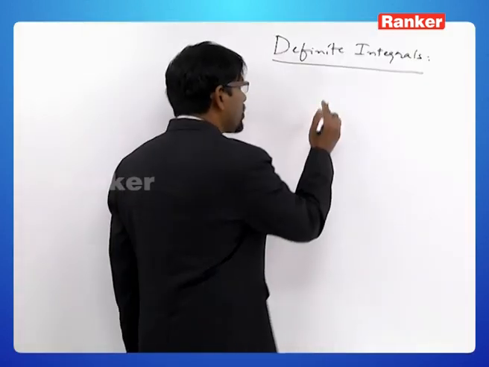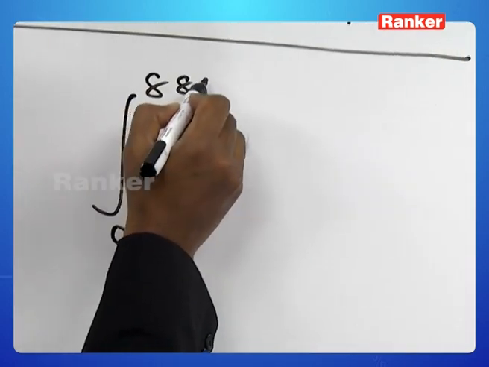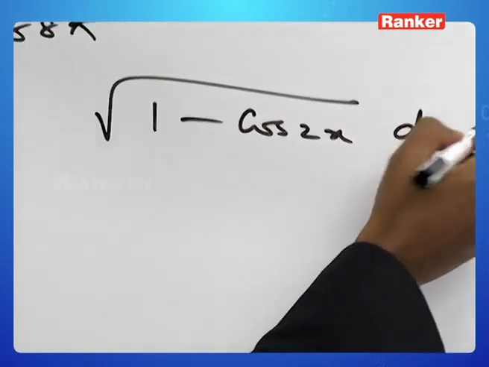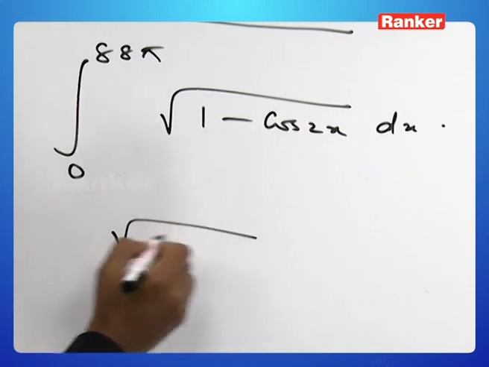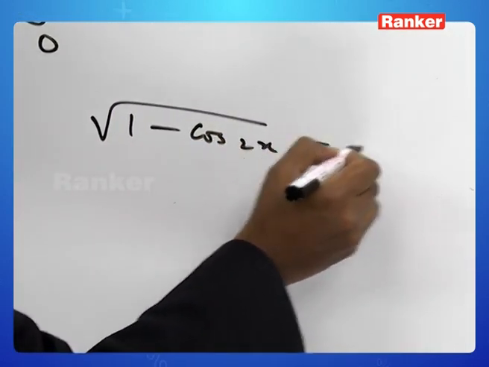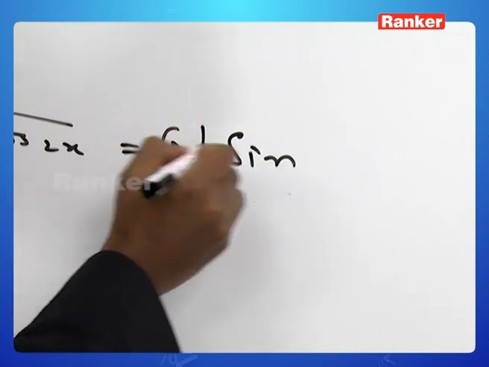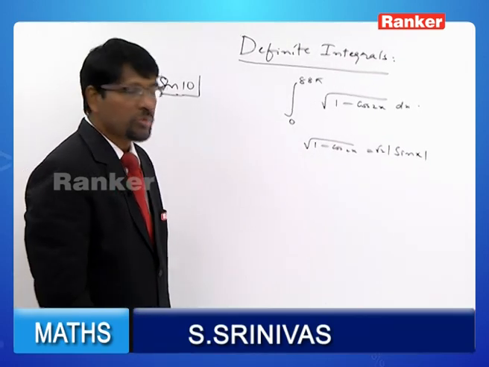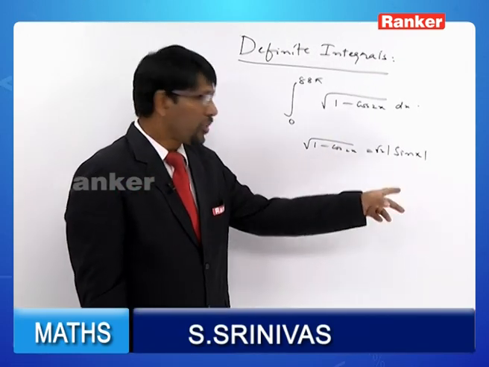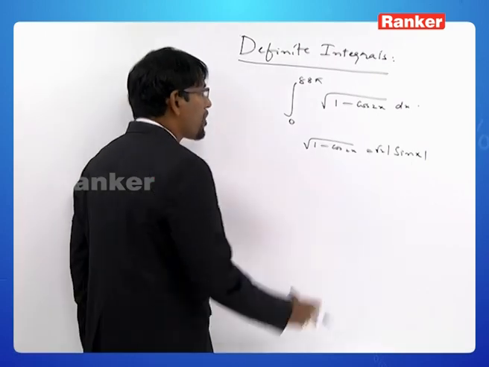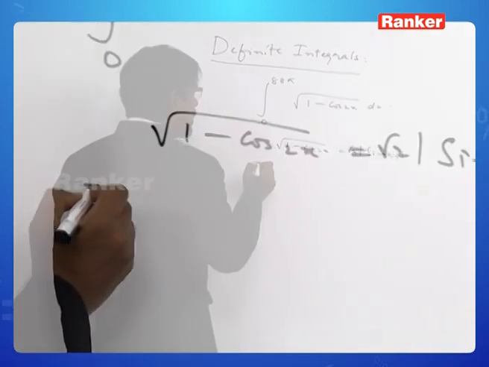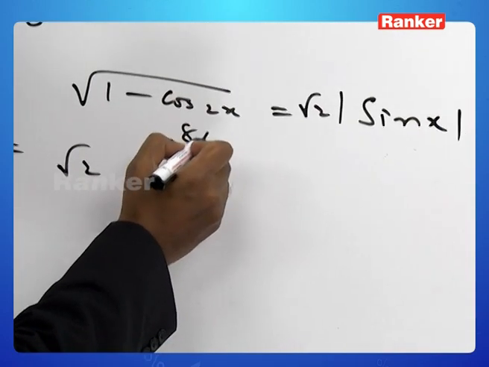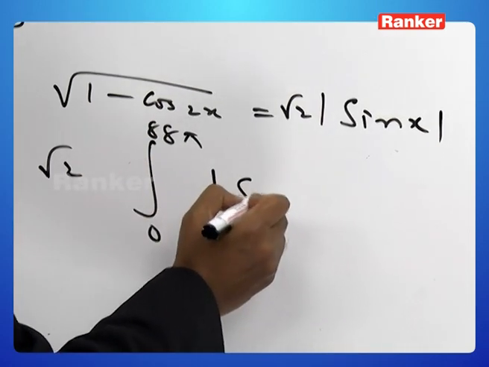Now let's see how this goes. Integral 0 to 88 times pi of root over 1 minus cos 2x dx. Now we know that root over 1 minus cos 2x is root 2 into mod sin x, because 1 minus cos 2x is 2 sin square x, and if I take the square root, I get root 2 into mod sin x. So the integral will now be root 2 times integral 0 to 88 pi mod sin x dx.